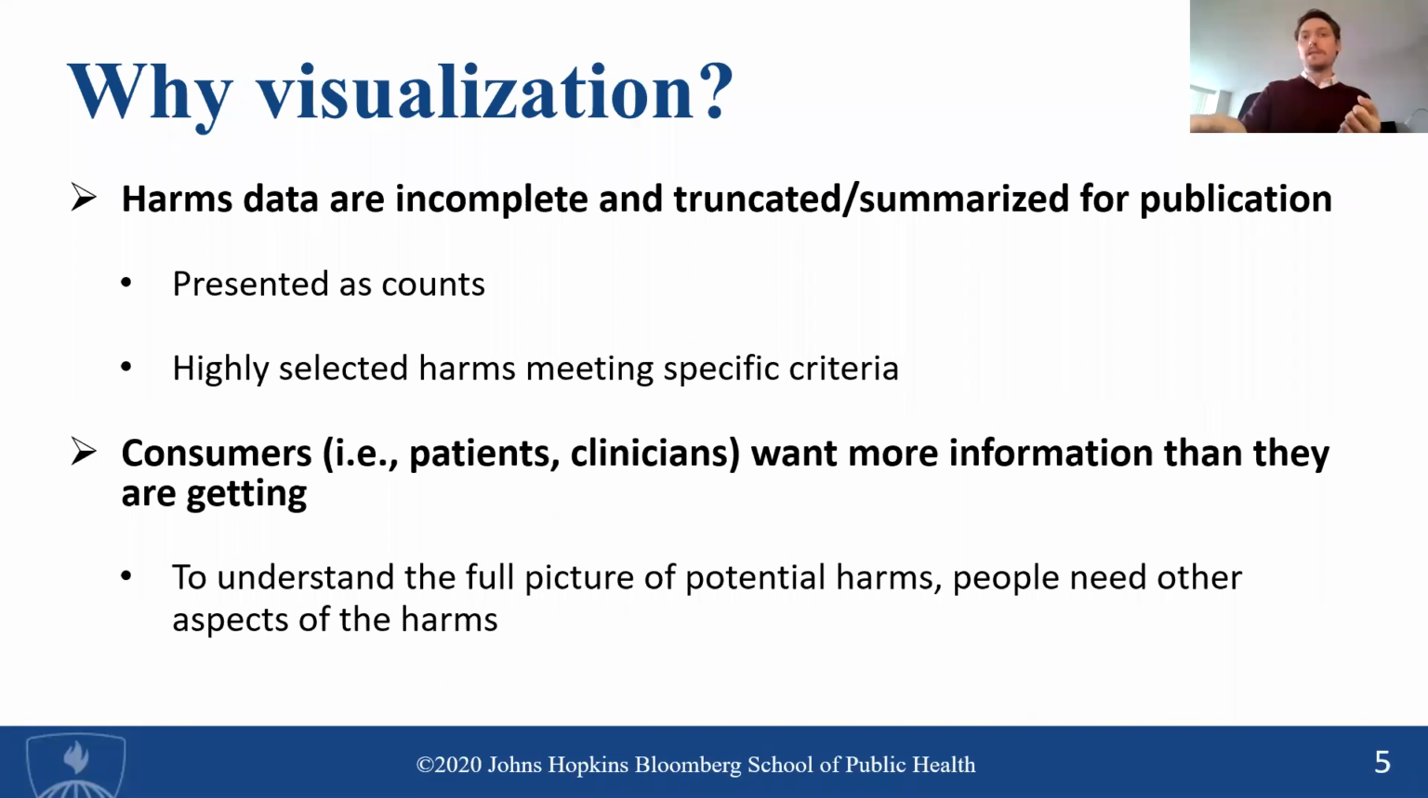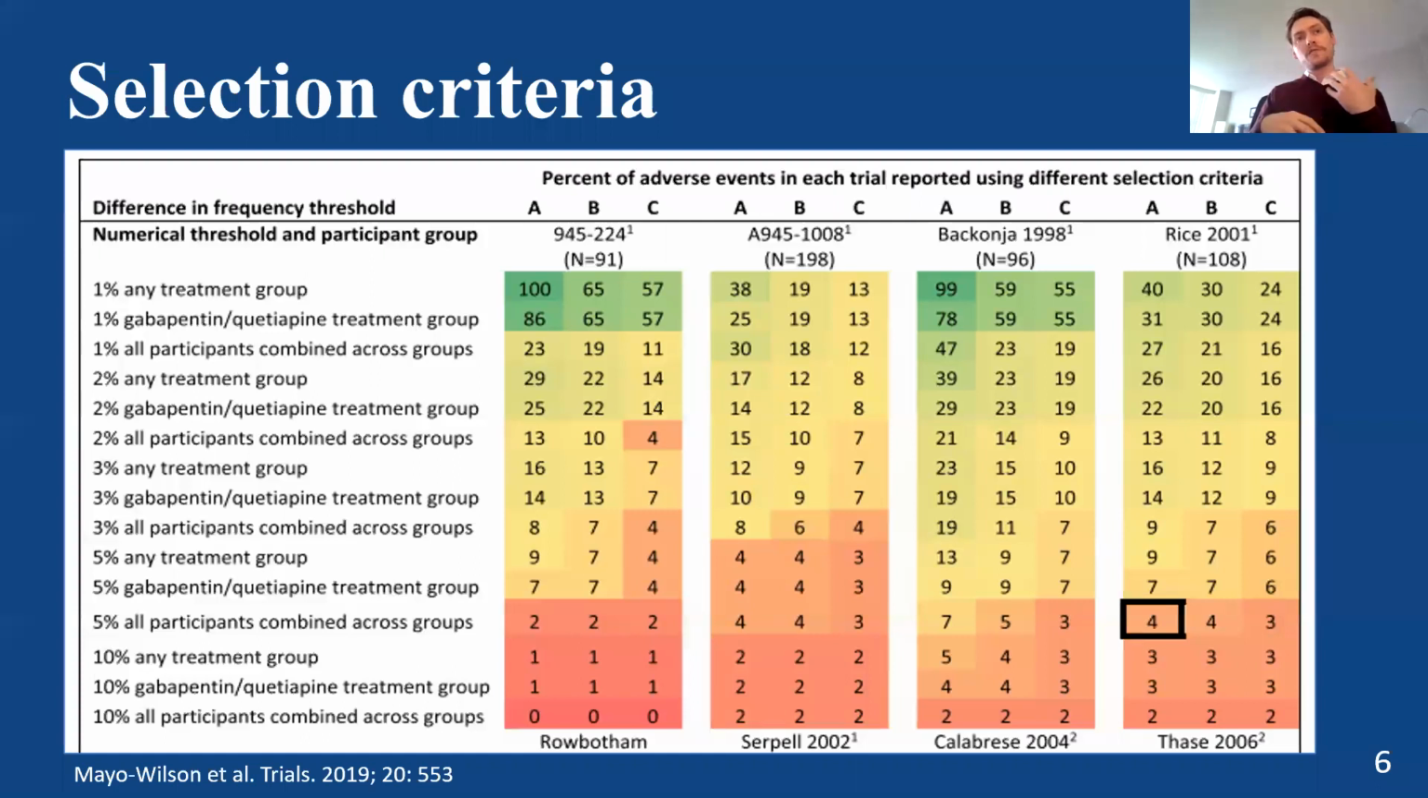So for selection criteria, when we see a report of harms in publications, it's never the full set that were collected. There's just too many to include in a table in the publication itself. So authors apply selection criteria, which are these thresholds and rules that dictate which harms of those collected get reported.